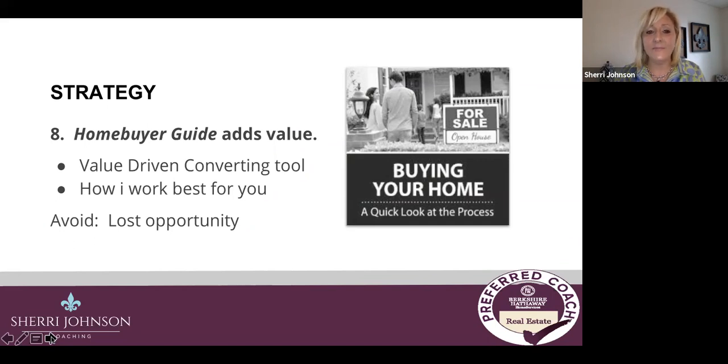Home buyer guide, same thing. You've got value to give people. If you're not using a home buyer guide, this is free value add right here. Make it special. Make it feel like, they only buy a house every nine years now.